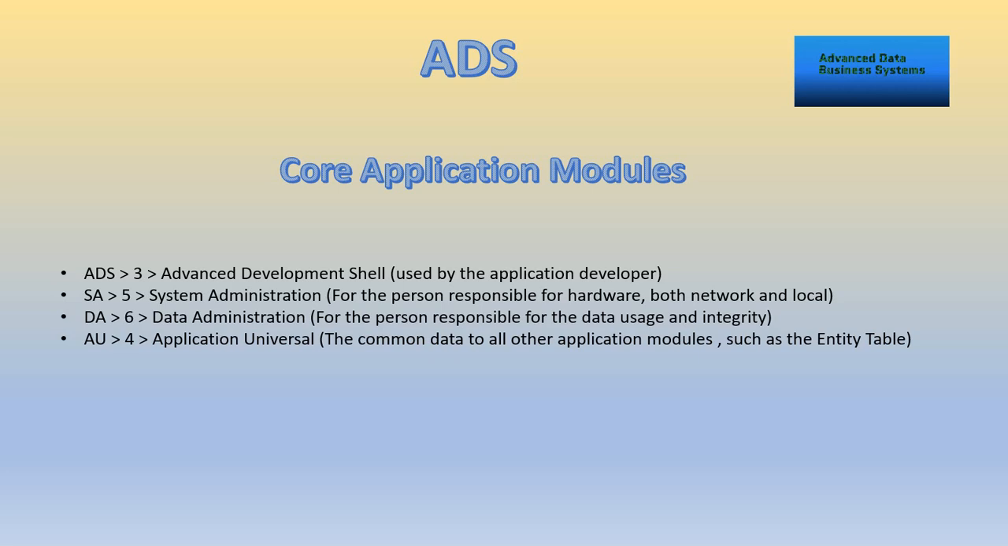For example, we don't have the address for an employee in the Human Resources module. The employee is an entity in the Application Universal module. We use the address for the employee from that entity records related table. You can pause and read about the other core application modules.